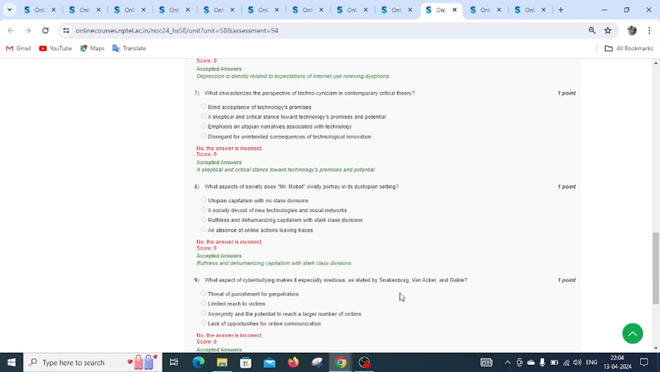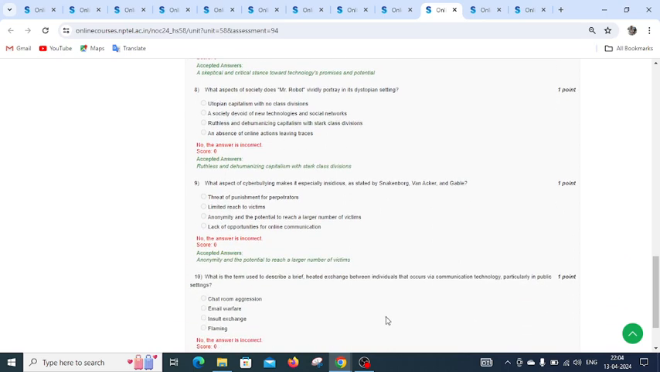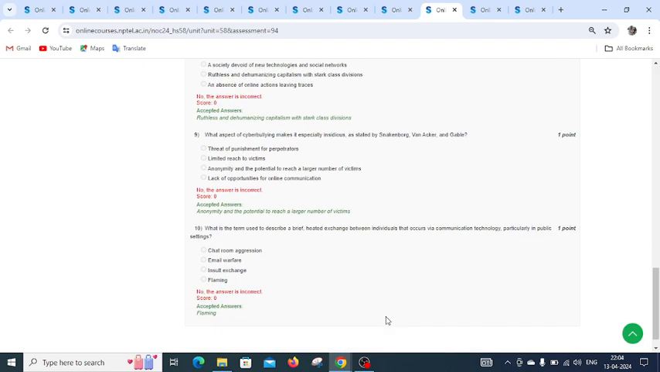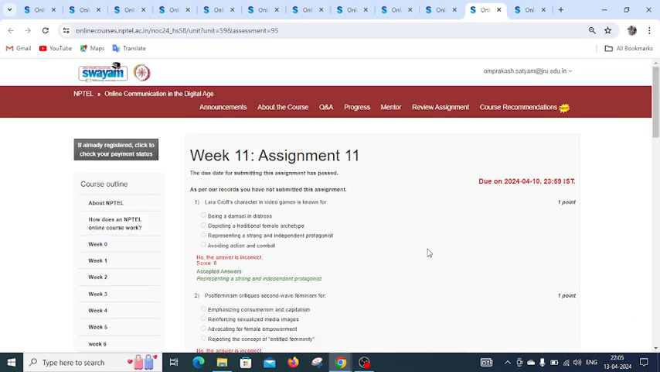What aspect of cyberbullying makes it especially insidious as stated by Sneckborg, Vanka and Gable? That is anonymity and the potential to reach a large number of victims. What is the term used to describe a brief heated exchange between individuals that occurs via communication technology, particularly in public settings? That is your flaming. Moving to the week 11 assignment.